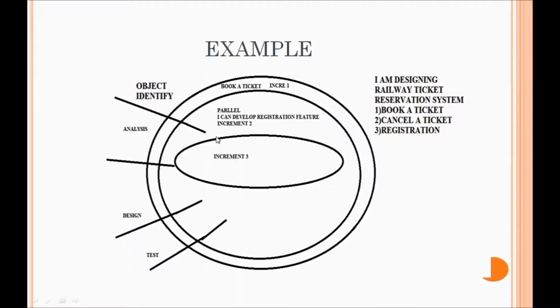In the same way, increment 3 can also be developed in parallel. The remaining 5 people can do that. Same objective identification they can do, same analysis, same design, same testing. Getting, guys, in parallel they can do. You can see each phase represents a loop of the spiral here. And one more important thing I told you: book a ticket will be tested.